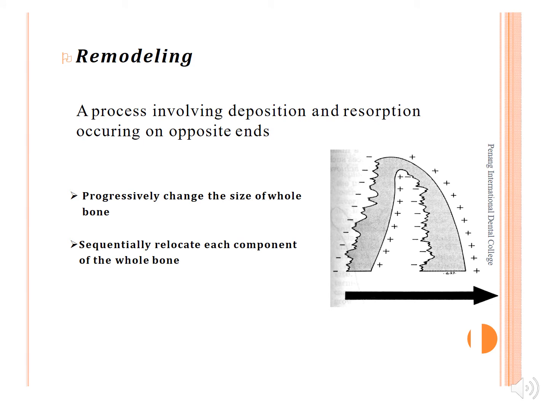Firstly, the remodeling. What is remodeling? Remodeling is a process involving deposition and resorption occurring on opposite ends. When we see in this picture, the plus symbol shows that there is a progressive change in the size of the whole bone, meaning that the bone is deposited. However, the minus sign shows that the bone is resorbed. So once the bone deposition and bone resorption happen, it subsequently relocates each component of the whole bone.